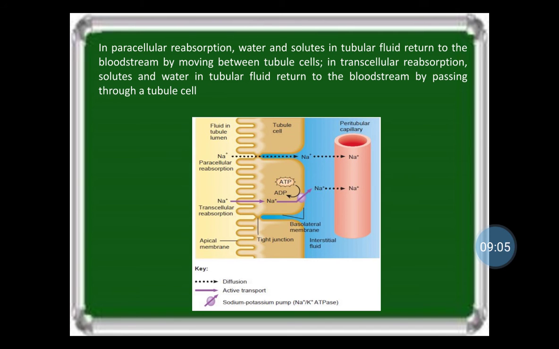Now there are two mechanisms for the reabsorption of water and solute particles. First is the paracellular reabsorption, and second is the transcellular reabsorption. This is the lumen of the renal tubule, this is the blood capillary, the peritubular capillary network, and this is the tubular cell. Paracellular reabsorption means the water and solute particles pass between the tubule cells. And transcellular means the solute particles pass through the tubule cell.